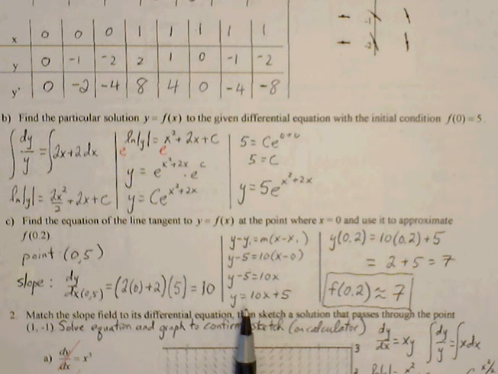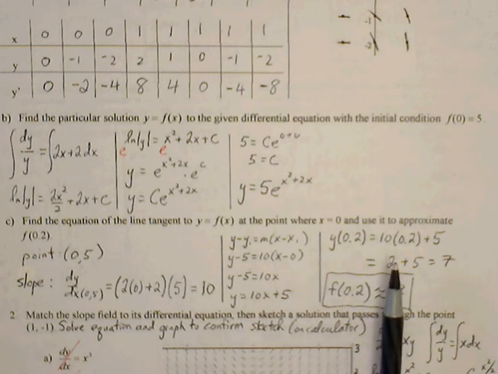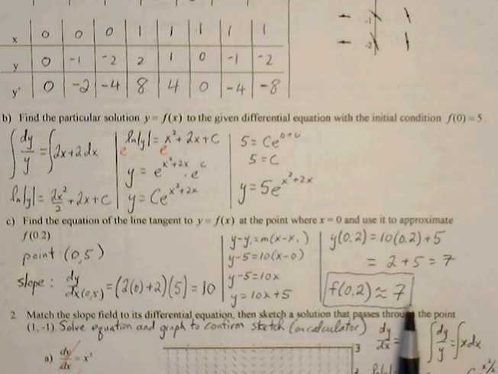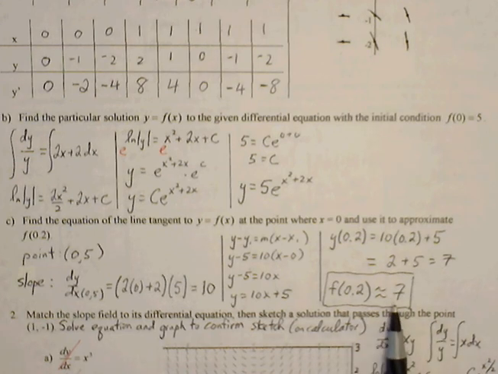The next step is we want to use this tangent line equation to approximate f of 0.2. So next we plug 0.2 in for x. 10 times 0.2 plus 5 will just give us 2 plus 5, which is 7. So therefore our approximation using the tangent line equation is equal to 7.